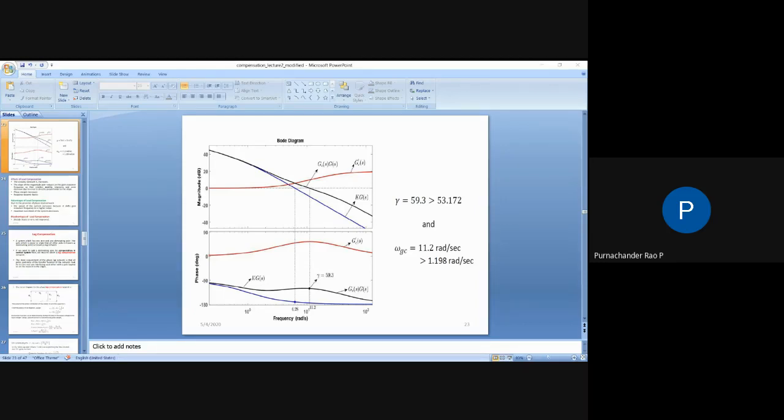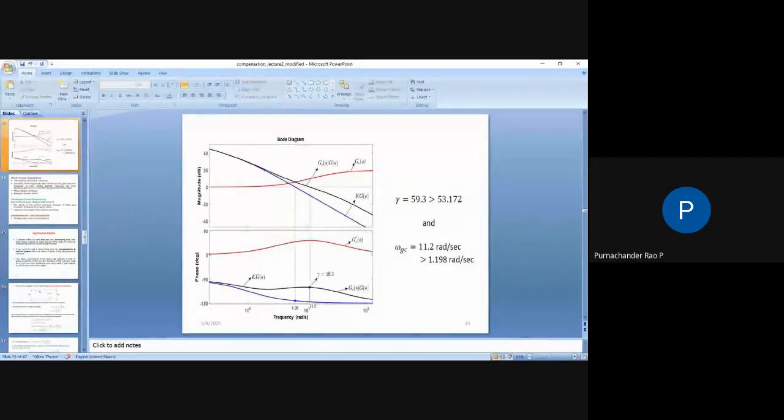So I'll take 5 more minutes only, 5 to 10 minutes. I will explain a phase lag network and a lag-lead network. I'm not going into detail about the designing. I will provide you all these PPTs. I'll make it a PDF and send it to you so that you can go through this. Is it clear?